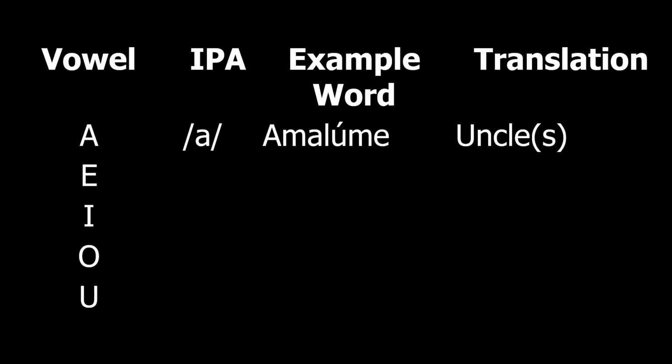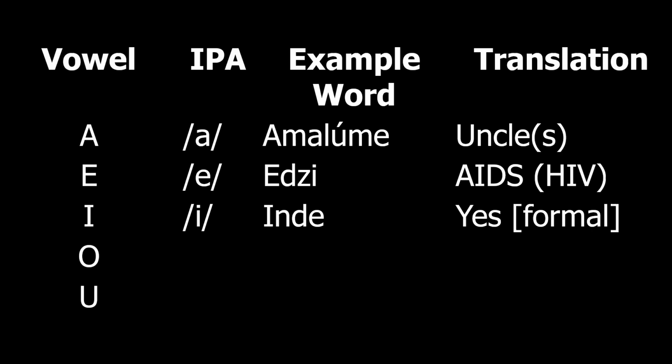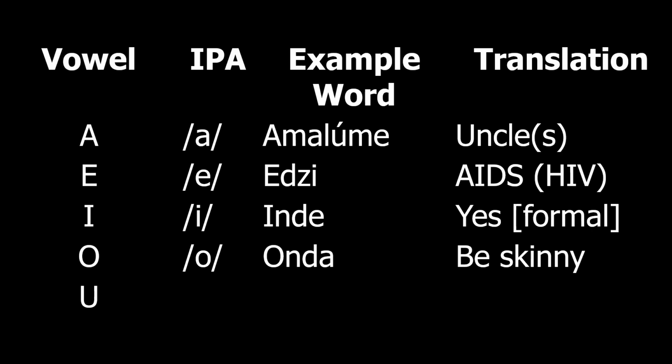So if you don't see the acute accent, it's low toned, and if you see it, that means that syllable is high toned. I'm just going to point out that this is not normally done in the writing system, and many native speakers are actually not even aware that the language is tonal, but I find that it's helpful for learners. The next example words: edzi, inde, onda, and ufa.